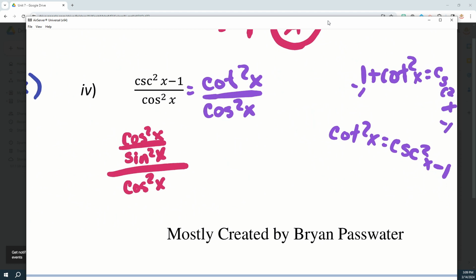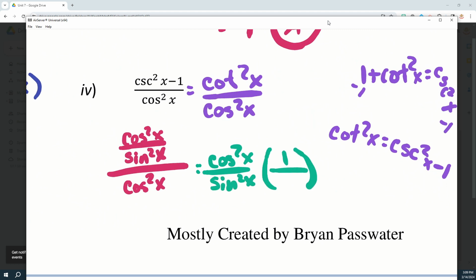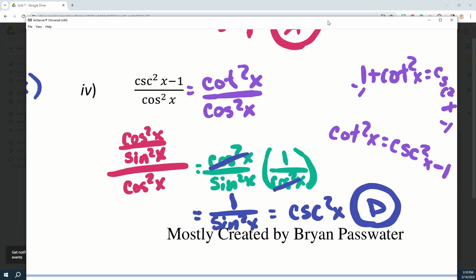All right, and then I'm going to take my numerator and multiply by the reciprocal of the denominator. The cosines cancel out. We're left with 1 over sine squared of x, which, using a reciprocal identity, is cosecant squared of x, and choice D.